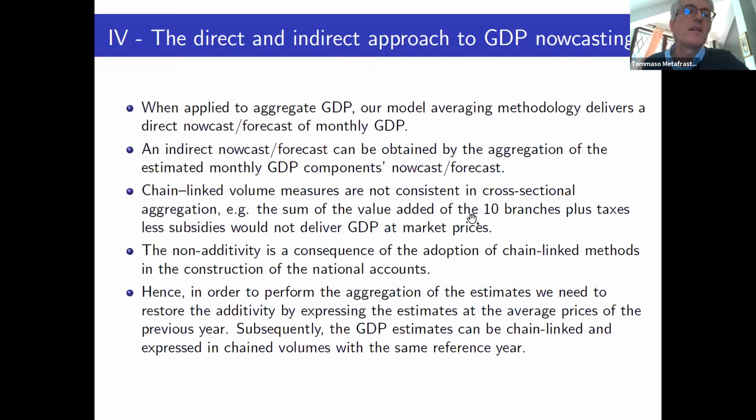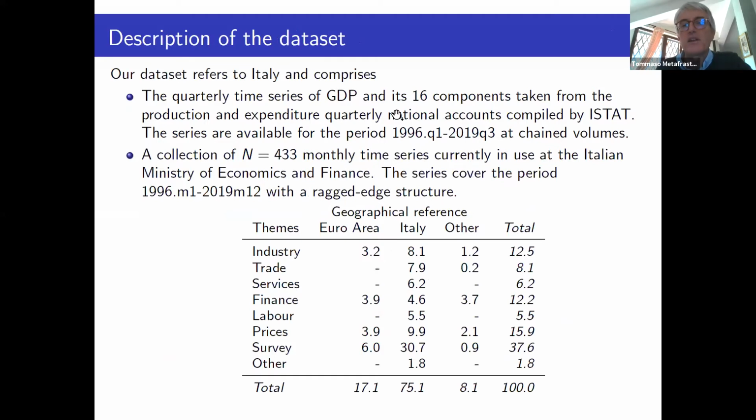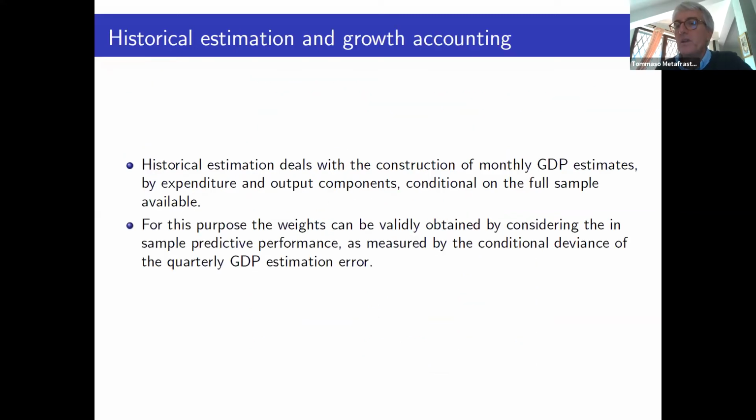So let me finish with a description of our results. We have a data set consisting of the national accounts for the Italian case produced by ISTAT, and a collection of 433 monthly indicators. And this data set is strongly unbalanced towards the survey component, right? One merit of our approach is that we don't assume how many factors are there. We don't need to identify the factors. Each individual indicator will contribute to the estimate by sharing a common component, right? So we don't need to take a stance on the number of factors that are there.